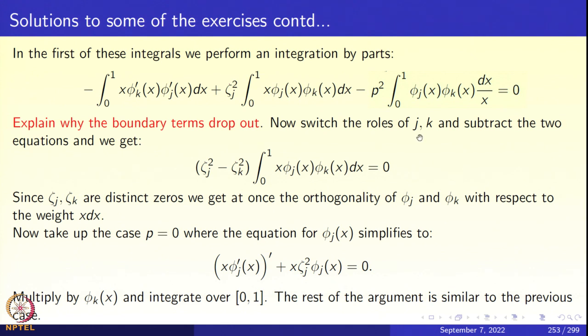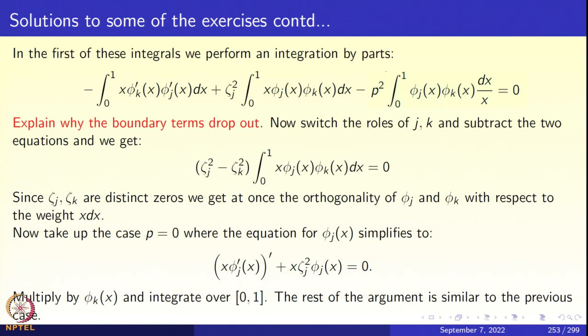What we're going to do is switch the roles of j and k and subtract the two things. So the term involving p squared will cancel out. And the first term, minus integral 0 to 1 x phi k prime phi j prime, will also cancel out. What we will be left with is the middle term, zeta j squared minus zeta k squared, integral 0 to 1 x phi j(x) phi k(x) dx equal to 0. Now remember that zeta j and zeta k are distinct zeros. And so that cancels out and we are left with the orthogonality condition, integral 0 to 1 x phi j(x) phi k(x) dx equal to 0, as advertised.